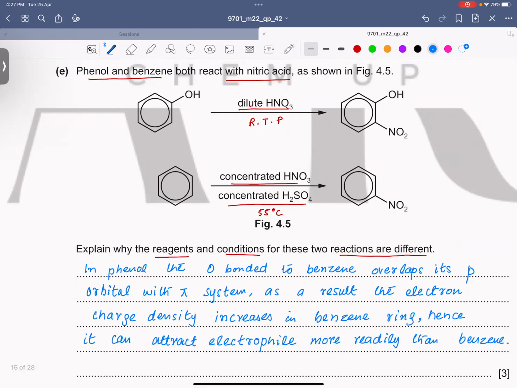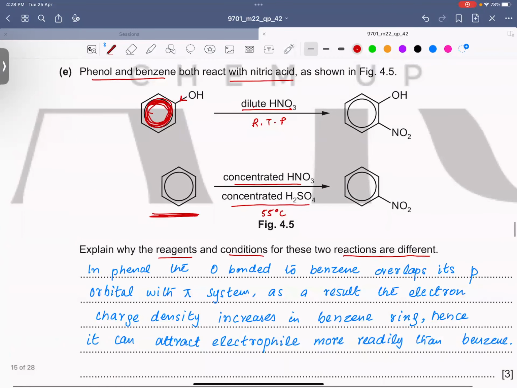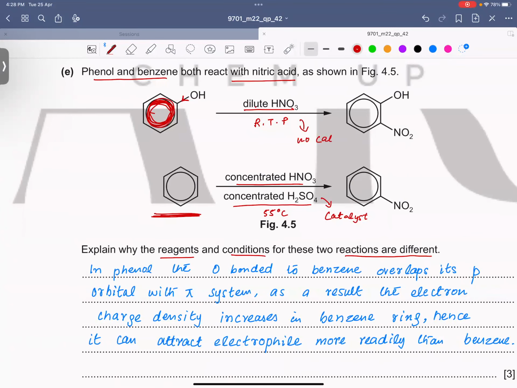Actually, when it overlaps its p orbital, it induces its electron towards the benzene ring, due to which there are more electrons in this pi system, and as a result, its electron density increases, so it can attract the electrophile more readily as compared to the benzene molecule. That's why we do not need any sulfuric acid, which we are using as a catalyst in the second reaction. There is no catalyst needed. Is this understandable to everyone? Yes, sir.